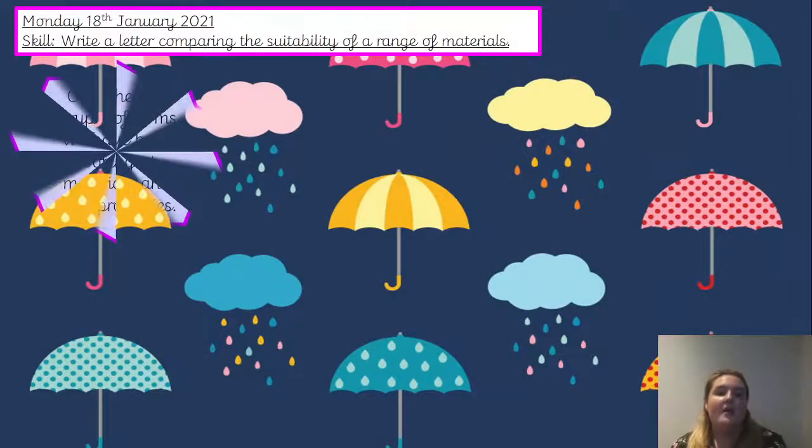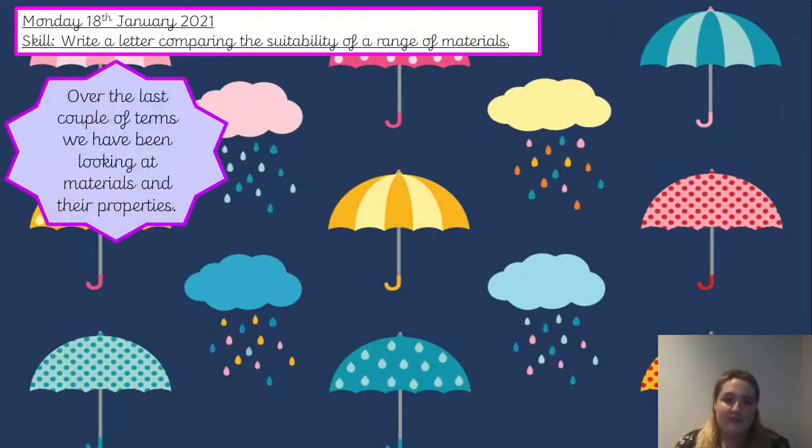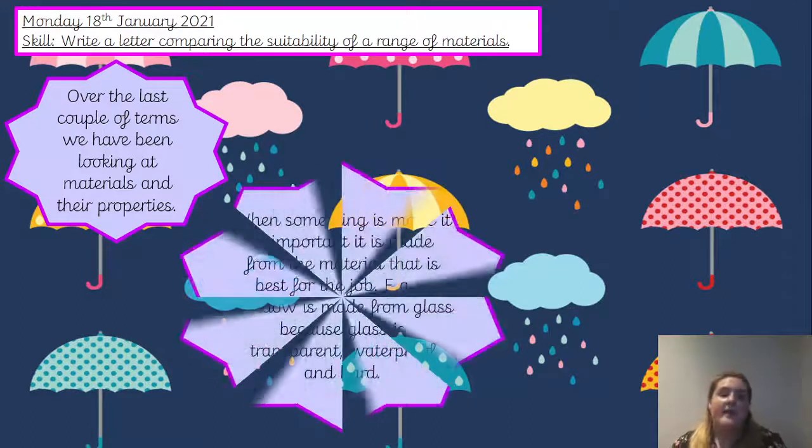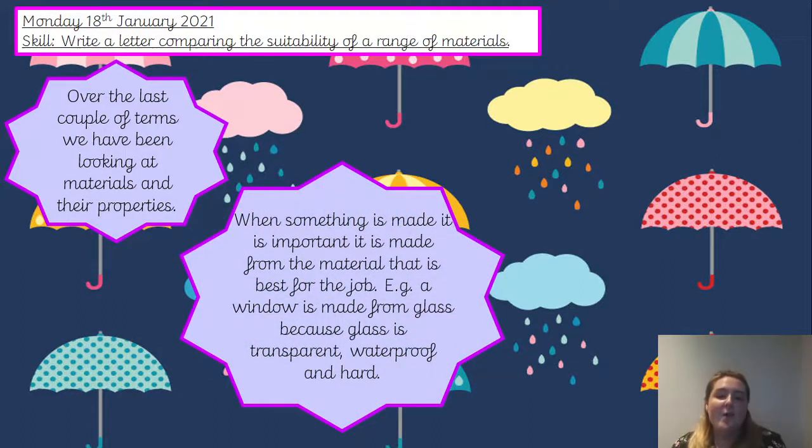Okay, over the last couple of terms then, Year 2, you have been brilliant looking at materials and their properties. When something is made, it's important it's made from the material that is the best for the job, so that it's the most suitable material for that use. If we have a look at the example of a window, a window is made from glass because glass is transparent, waterproof and hard. A window wouldn't be very good if it wasn't waterproof, it wasn't hard, and if we couldn't see through it.